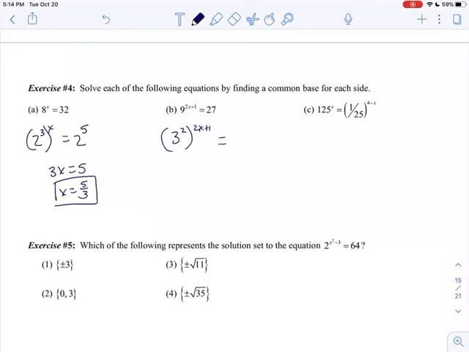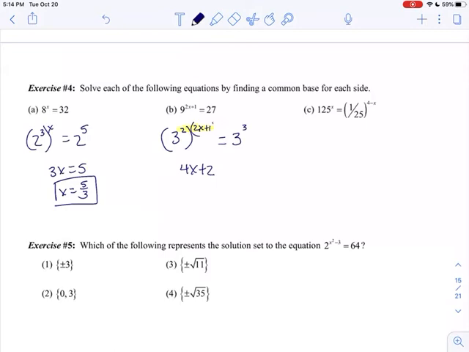9, I write it as a common base of 3 squared. But again, that whole thing is to the 2x plus 1. And 27, I'm writing it as a common base of 3. 3 to what power is 27? 3 to the third power.